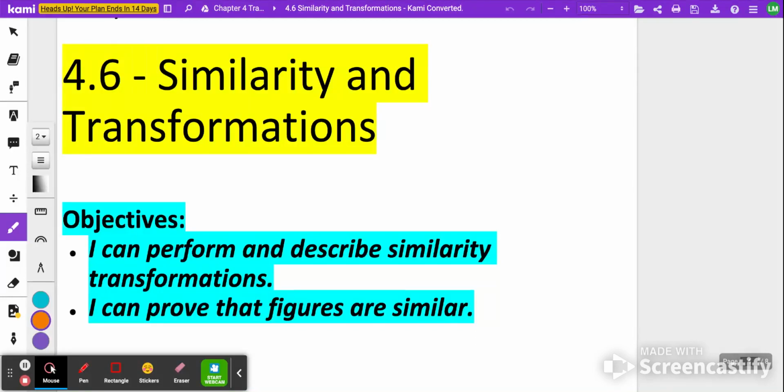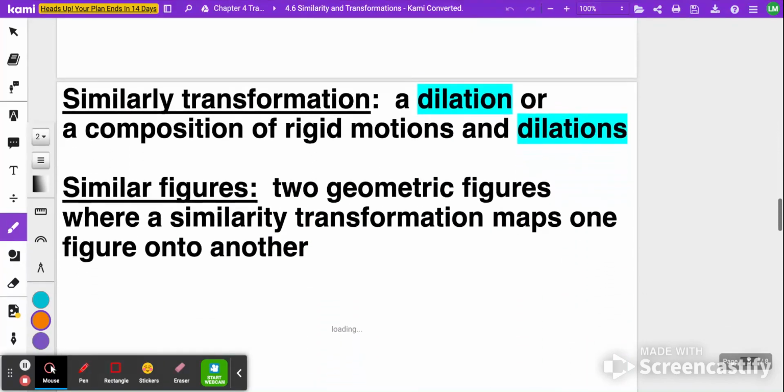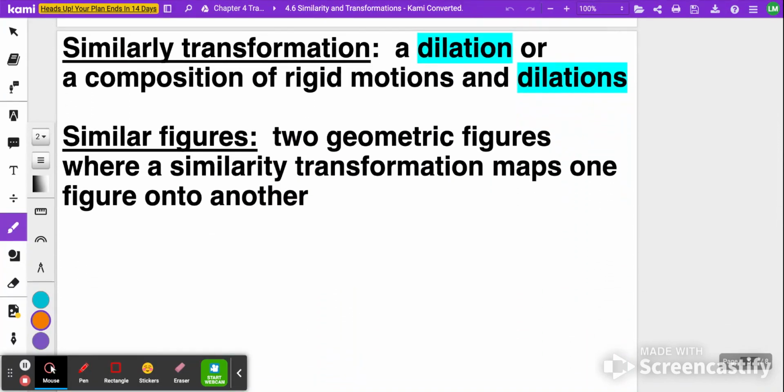Today we're looking at our last lesson in Chapter 4, Similarity and Transformations. We basically want to be able to understand what similarity would look like in a transformation and then also prove that they are similar. So let's go ahead and begin by talking about our vocabulary terms.